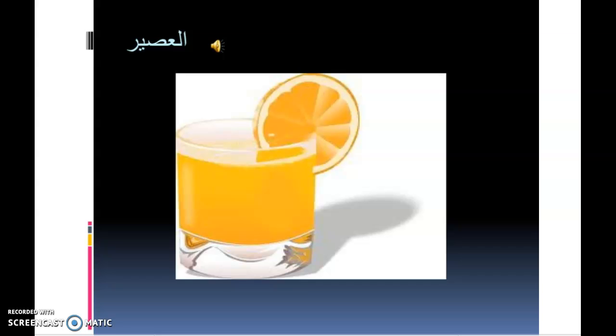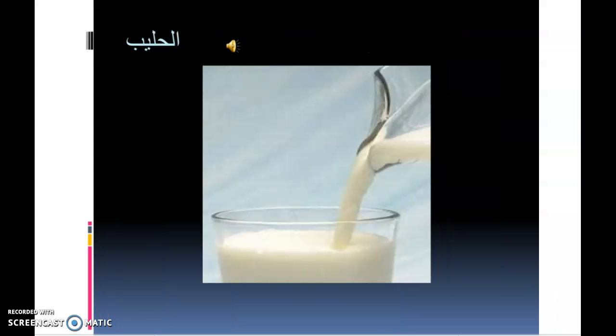العصير. هل تحب العصير؟ نعم أحب العصير. I like juice. And حليب. So what do we mainly eat with حليب for breakfast? Cereal. All right, cereal and حليب. حليب is milk. الحليب.